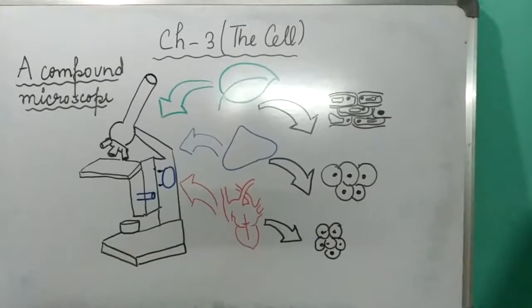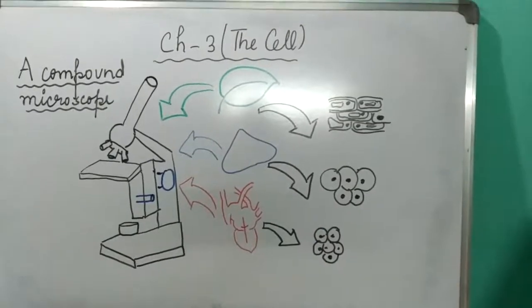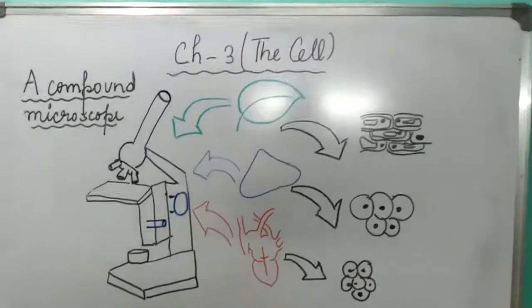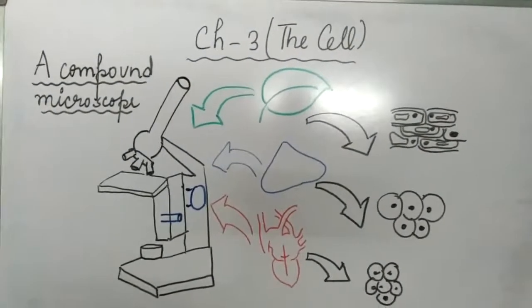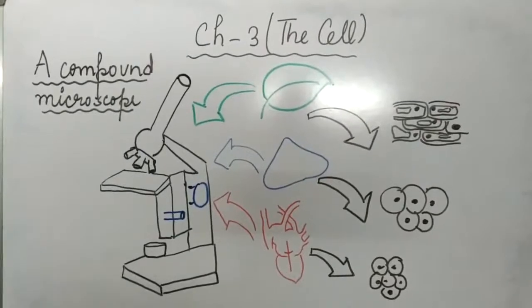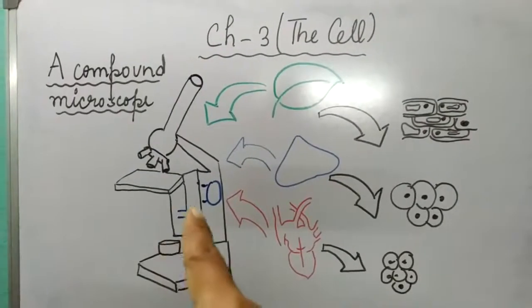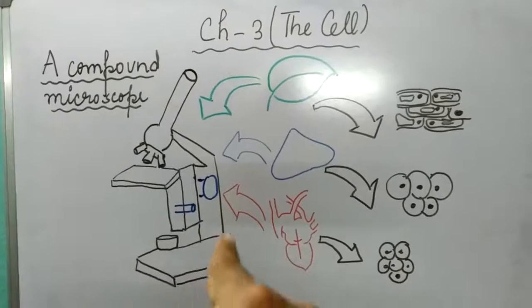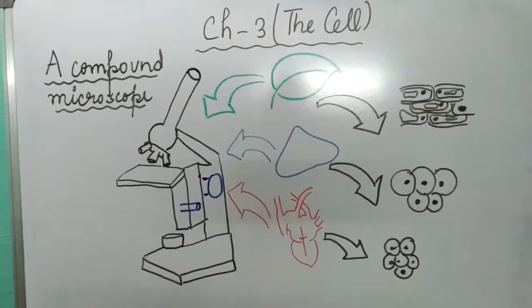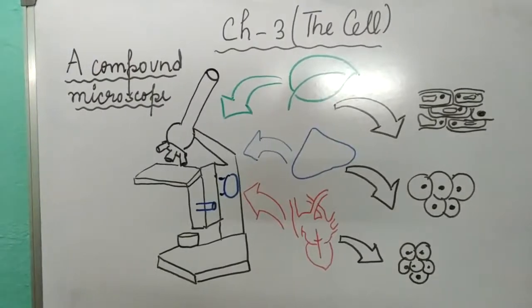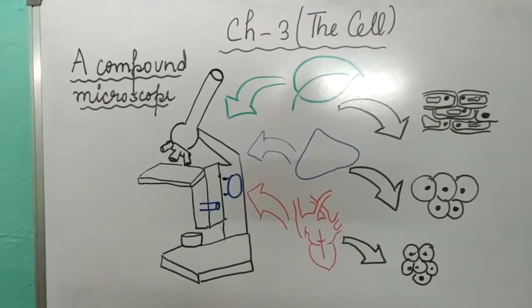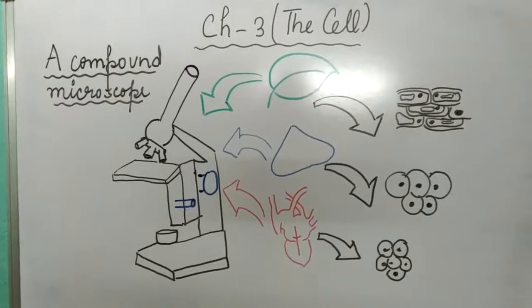So now let us begin with chapter 3, that is the cell. But before moving on to this topic, I would like to show you an instrument. I can show you one instrument which I have drawn over here. Now this is known as a compound microscope. Now the question is, what is a microscope and why have I drawn it on the board?